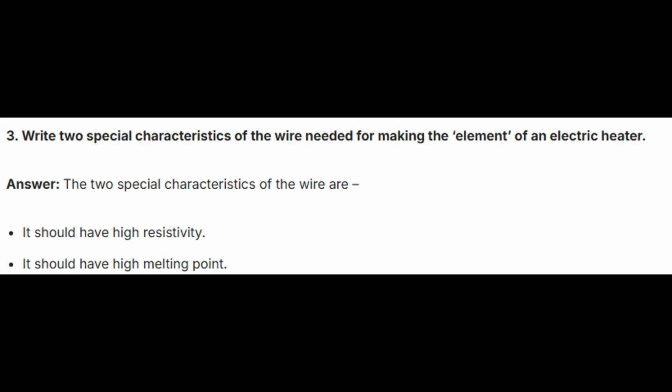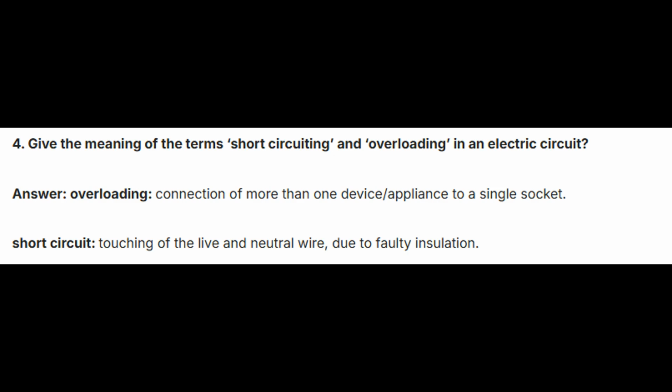melting point. Fourth, give the meaning of the terms short circuiting and overloading in an electric circuit. Answer. Overloading: connection of more than one device or appliance to a single socket. Short circuit: touching of the live and neutral wire due to faulty insulation.